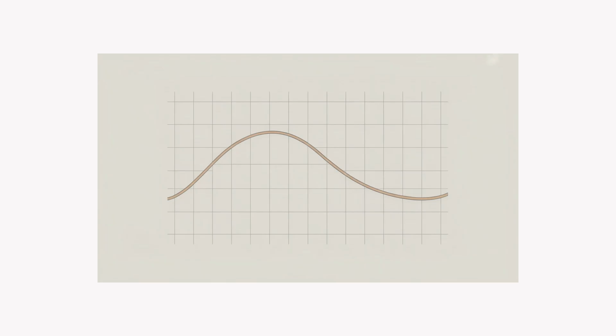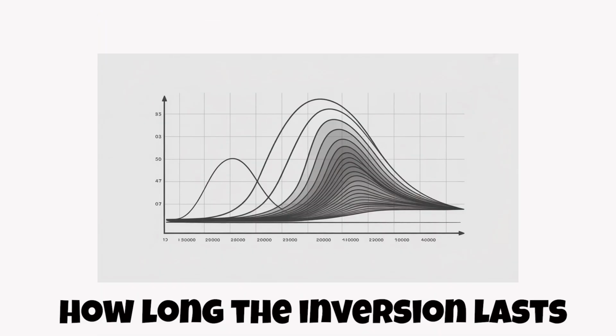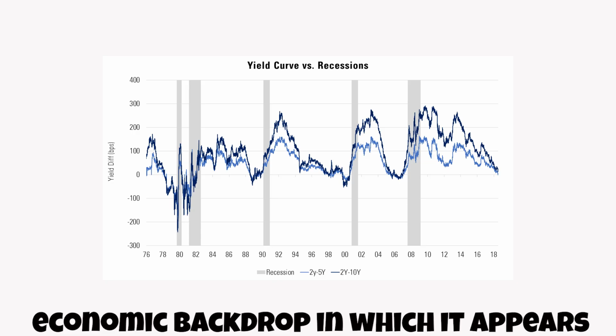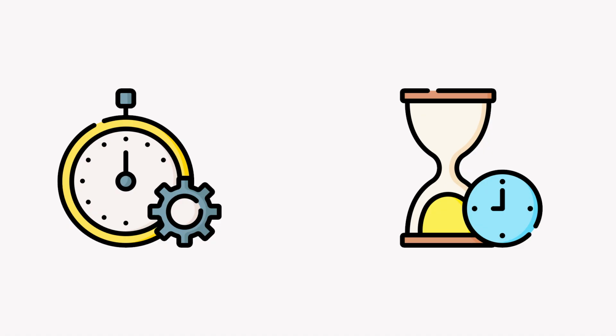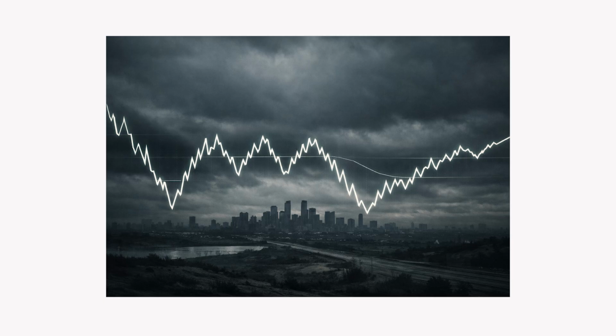Not all yield curve inversions cause the same level of damage, and the reason is not mysterious. It comes down to structure. Three factors matter more than anything else: how long the inversion lasts, how deep it becomes, and the economic backdrop in which it appears. Duration matters because time allows pressure to spread. A brief inversion can reflect temporary uncertainty or a short-term policy shift. A long-lasting inversion suggests that stress is not resolving.